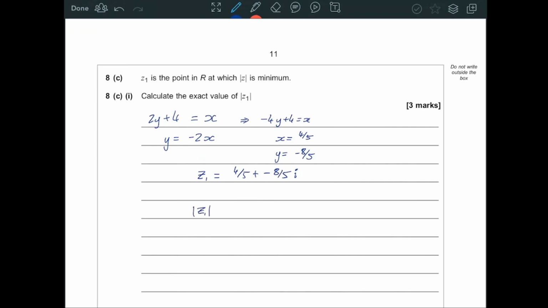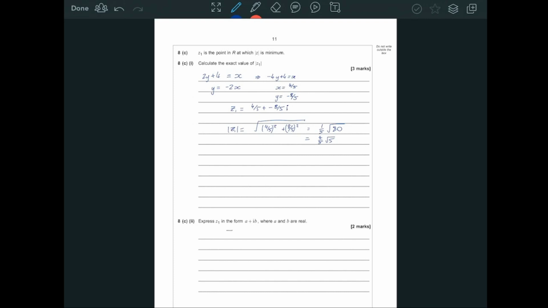So the modulus of z1 is going to be 4/5 squared plus 8/5 squared, all square rooted. That's 16, that's going to be 80. So that's 4/5 root 5. A couple of tricks I use there, but again, just use your calculator. So then express z1 in the form. So z1 is 4/5, nope, minus 8/5 i. Now, as I've got to this point in the question, I've now thought of another way we could do C part i.